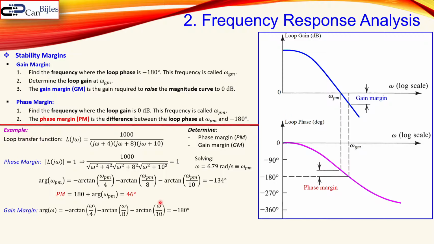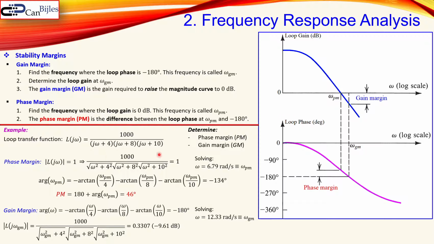Okay, the gain margin, and again looking at the procedure, you look first at the argument, because that is where you start with the gain margin. So you set that equal to minus 180 degrees. You take the argument formula, you solve this, and that will give you 12.33 radians per second. Now we need to use that and call this the gain margin frequency, and use that in the formula of the magnitude of our loop transfer function. Now when you do that, you get here 0.3307, or in dBs minus 9.61 dB.